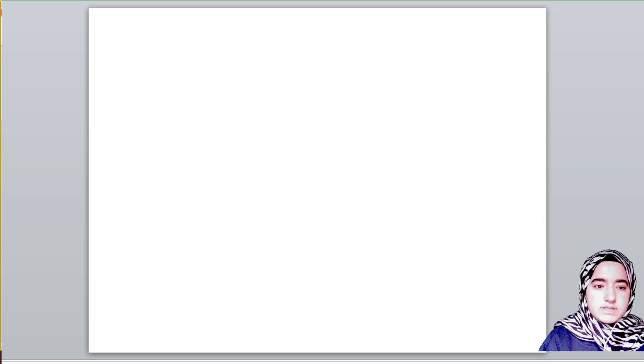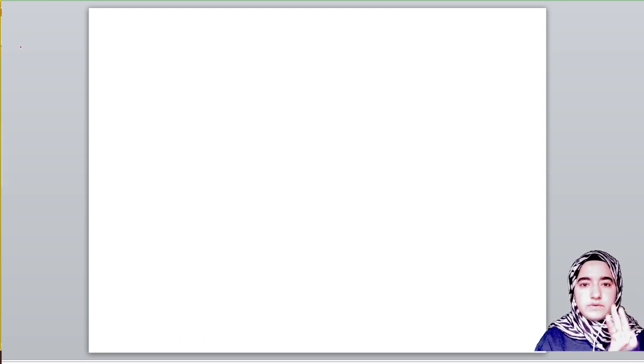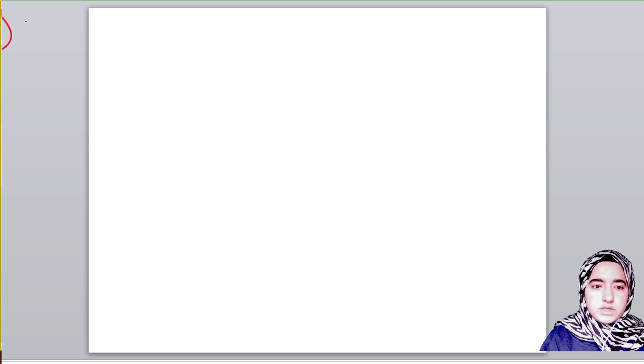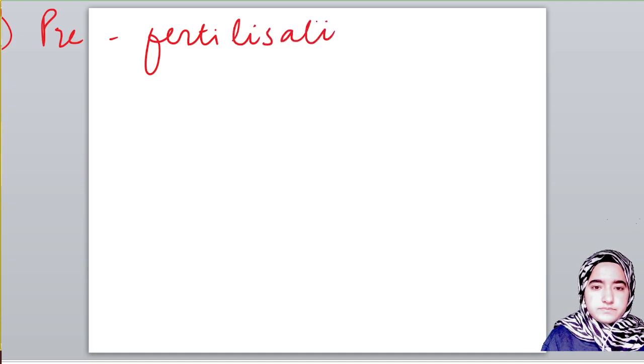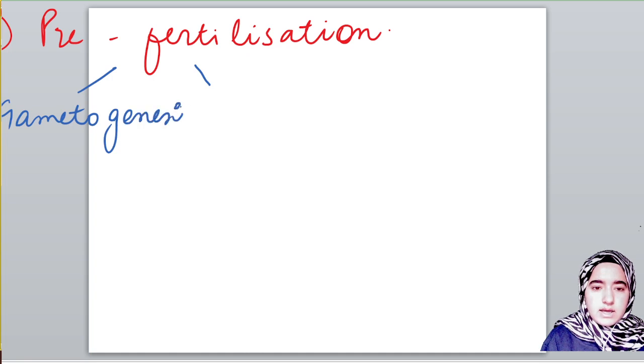In our previous session, we saw that mainly we have three phases in sexual reproduction. First one is pre-fertilization. In pre-fertilization, we saw that we have two types. First one is gametogenesis, that means formation of gametes, and second one is gamete transfer.